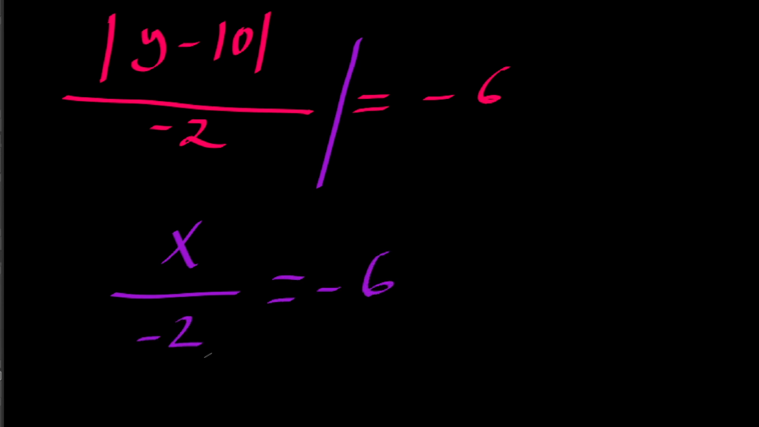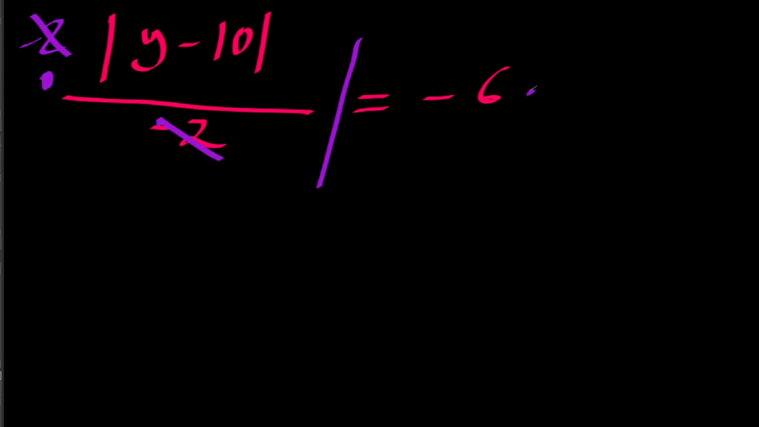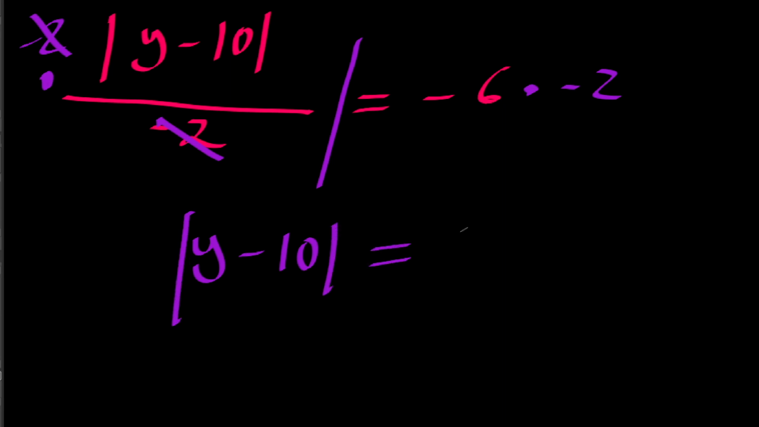equals negative 6. Now how would you get rid of negative 2? You'd multiply. You do the same thing here. You multiply by negative 2 on both sides. So now the absolute value of y minus 10 equals 12. And this is where you'd set up your two cases and go from there.